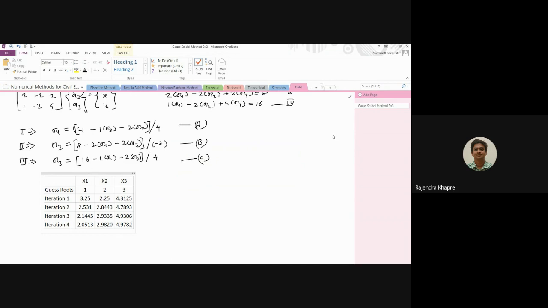Otherwise, in the previous problem, after 4 iterations, you are very close to the actual solution. So this is the main disadvantage you can say for the Gauss-Seidel method, because it totally depends on the data in the matrix and the guess roots. Okay, please try for one more iteration.